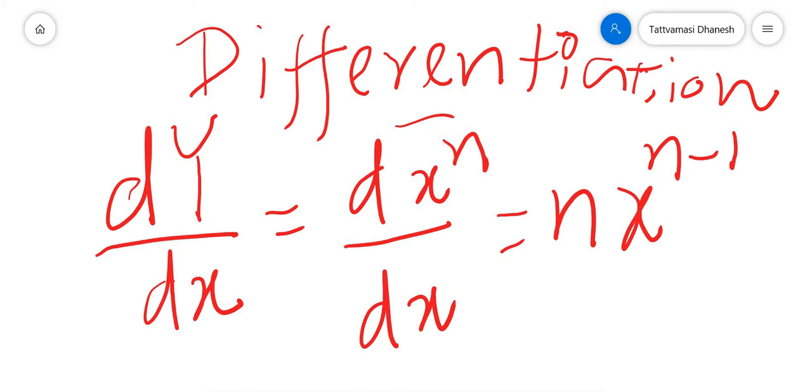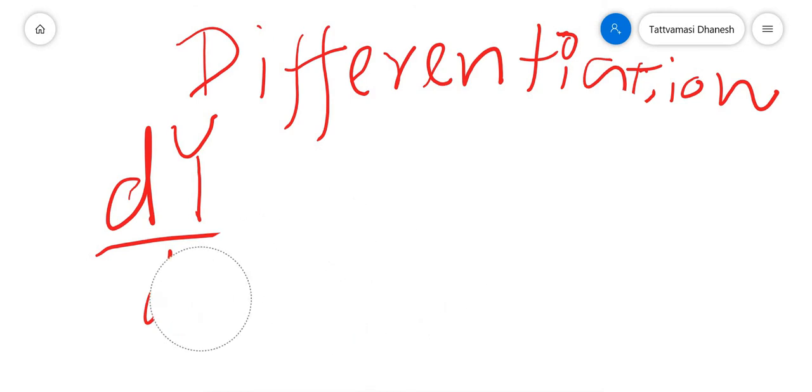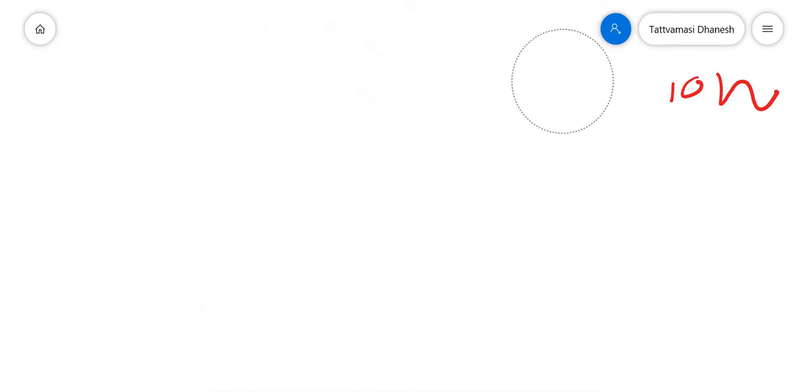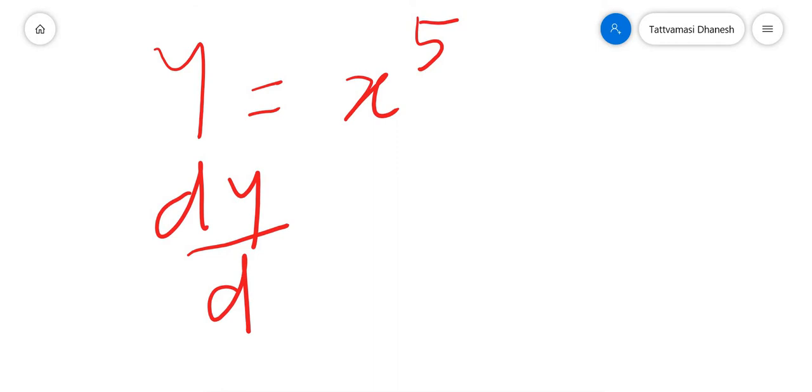Then the case, if this is x raised to 2, what will happen? That's what I am going to tell you. First, if y is equal to x raised to n, it is n x raised to n minus 1. Then if y is x raised to 5, can you tell me the answer? dy by dx will be n x raised to n minus 1. Instead of n, here it is 5.